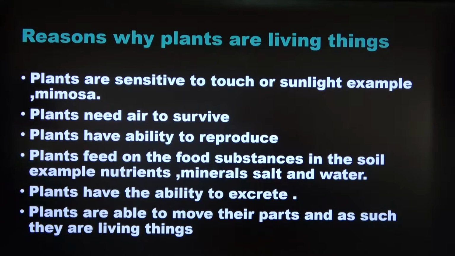Plants have the ability to reproduce. Plants feed on food substances in the soil, for example, nutrients, minerals, and water. Plants have the ability to excrete. Plants are able to move their parts. Other living things, I've explained that in point number 1.